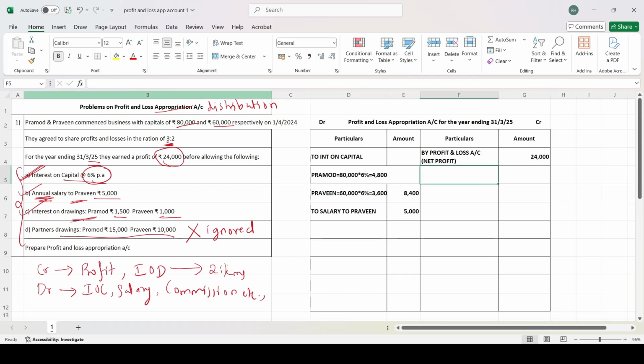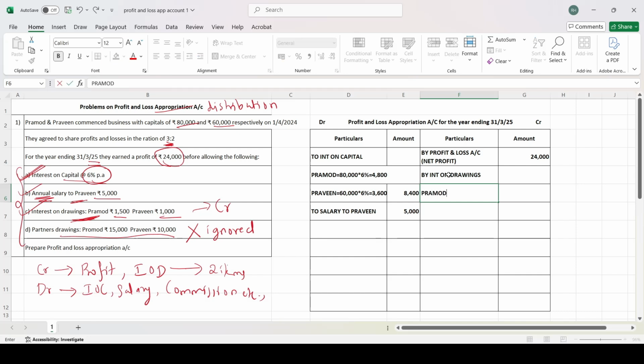Next item is interest on drawings. Interest on drawings will be recorded in which side? It will be recorded in the credit side of your P&L appropriation account. We will move on to the credit side by interest on drawings. First one is Pramod. What is Pramod's drawings? Pramod's drawings is 1,500. Next, Praveen. Praveen's drawing is 1,000. So which comes to 2,500. Okay, now we have recorded everything, and here they have given the partners' drawings. That should be ignored, as I already told you.